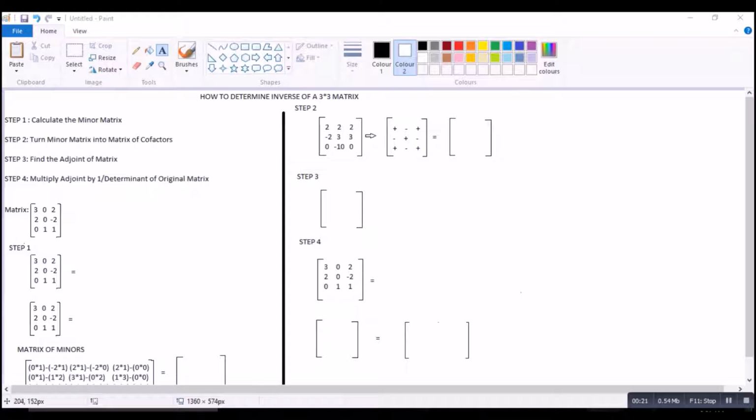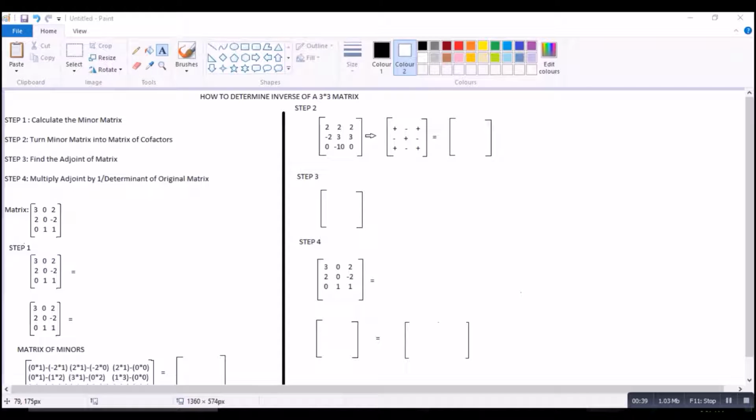Step 1 includes calculation of the minor matrix. Step 2 includes turning the minor matrix into the matrix of cofactors. Step 3 includes finding the adjoint of the matrix of cofactors. And step 4, the last step, includes multiplication of the adjoint by 1 over the determinant of the original matrix.